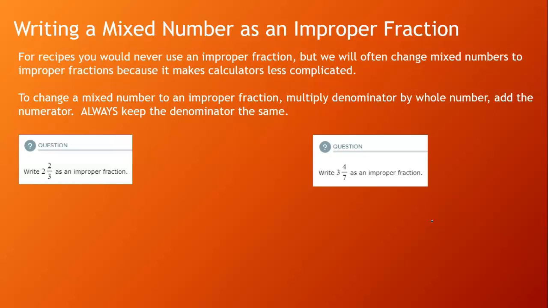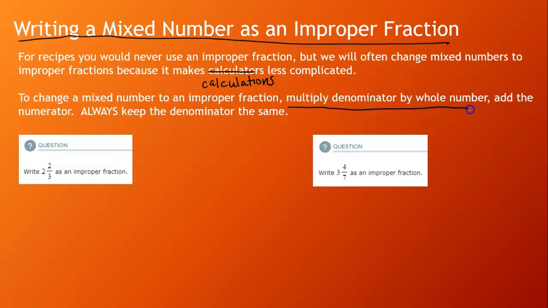Now let's reverse it. New heading, writing a mixed number as an improper fraction. For recipes, you would never use an improper fraction, but we will often change mixed numbers to improper fractions because it makes calculations less complicated. To change a mixed number to an improper fraction, here's what you need to write down. Multiply the denominator by the whole number, add the numerator. Always keep your denominator the same. Your denominator almost never changes, if you notice.